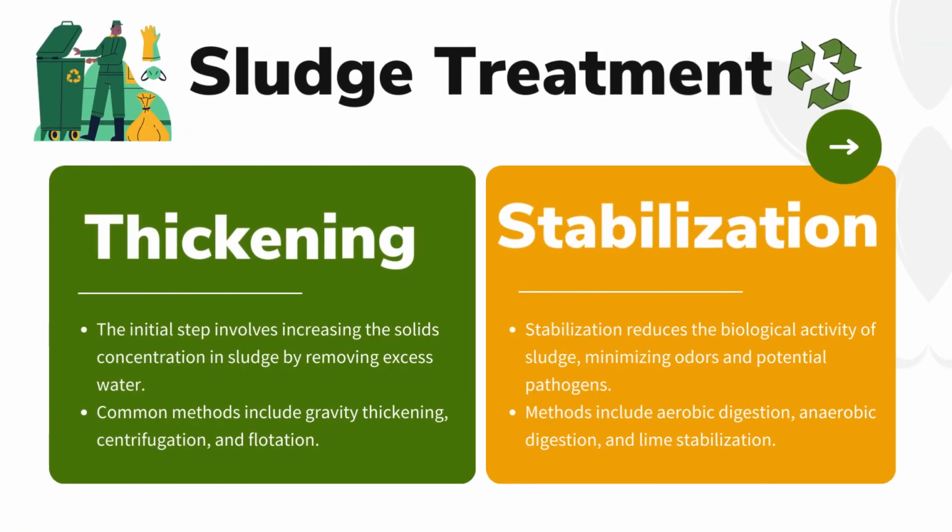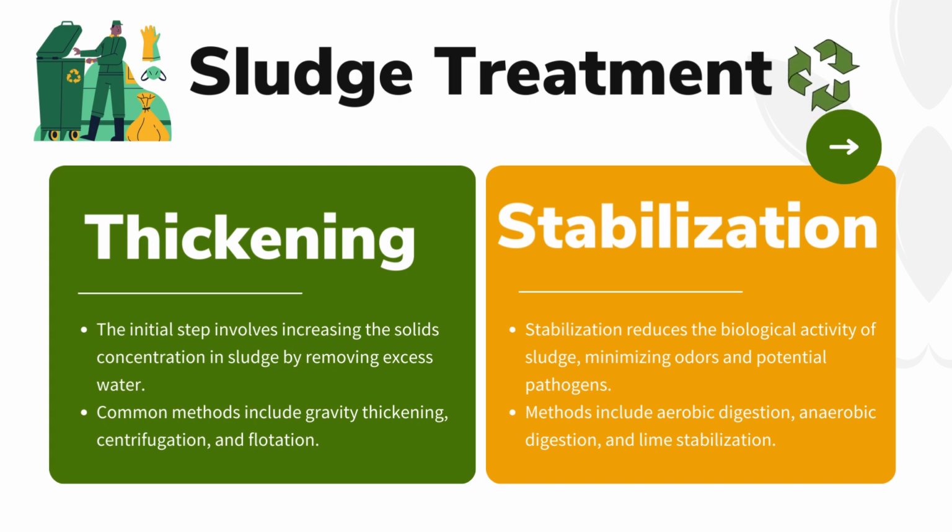Thickening is the first crucial step in sludge treatment, where we aim to increase the solids concentration in sludge by removing excess water. This makes the sludge easier to handle and process. We achieve this through methods such as gravity thickening, centrifugation, and flotation.